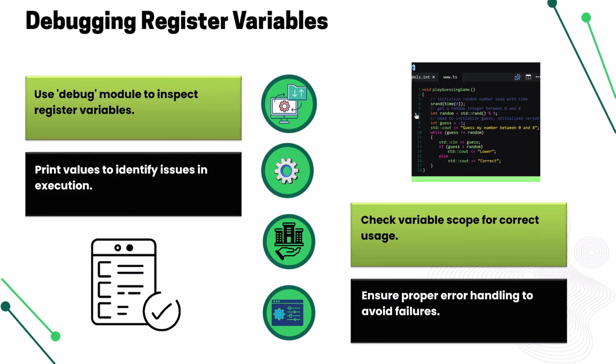Debugging register variables is like detective work, just fewer trench coats. The debug module helps uncover what's happening behind the scenes. Printing values can save hours of guessing. Always check scope. It's the difference between fixing a bug and chasing your tail. And of course, handling errors gracefully can keep frustration levels low.